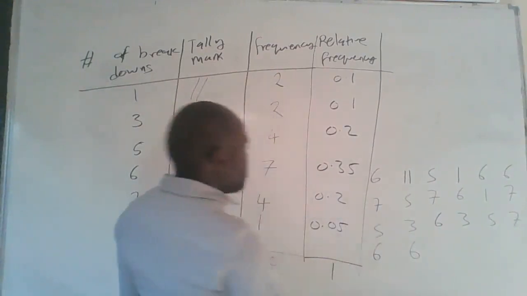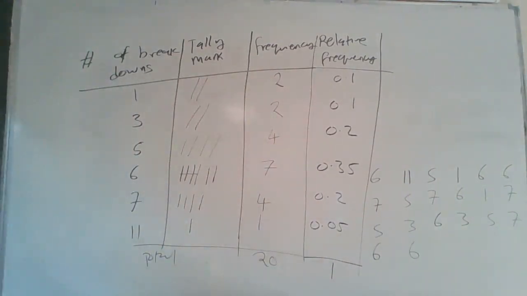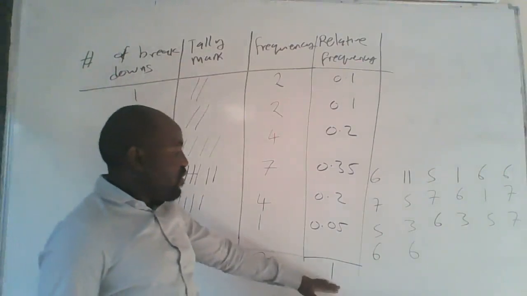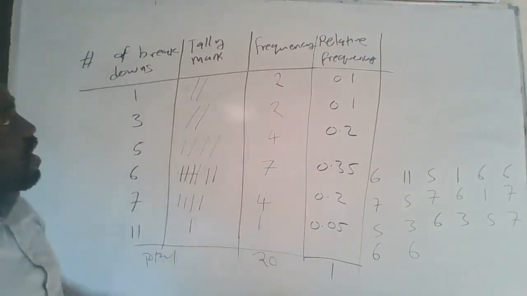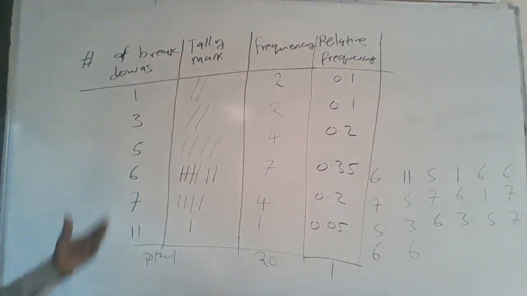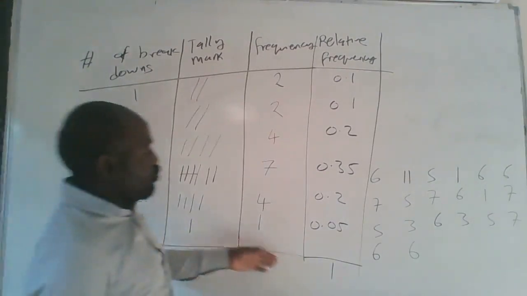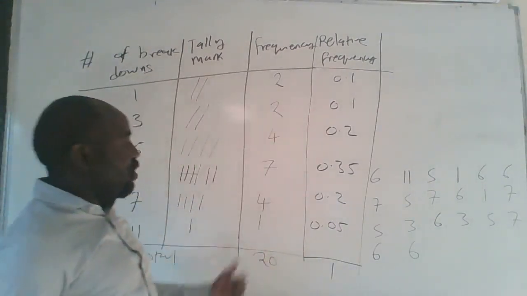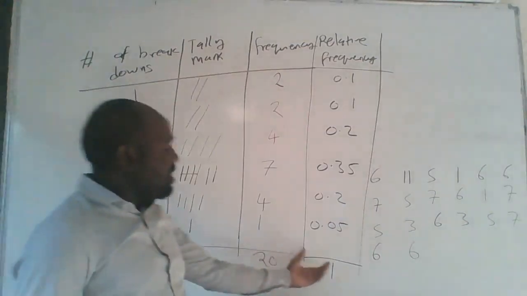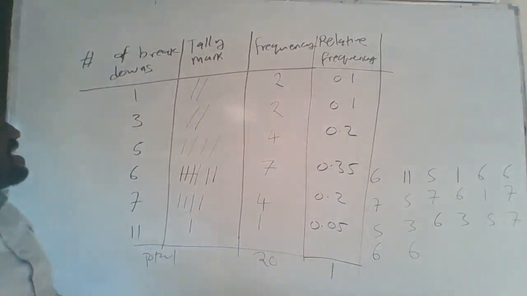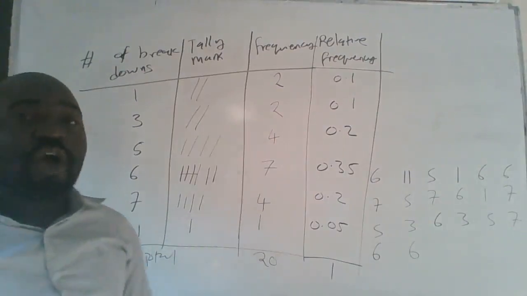If I add this, I should get a 1. When you add all the relative values, you should end up with a 1. If what you get here is more than 1, it means you need to counter check your probabilities that you have computed. Therefore, the total relative frequency should be 1, which will also inform you that what you have done is correct. So this is the relative frequency distribution table, which has the last column showing the proportion of each distinct value in the collection of data points.